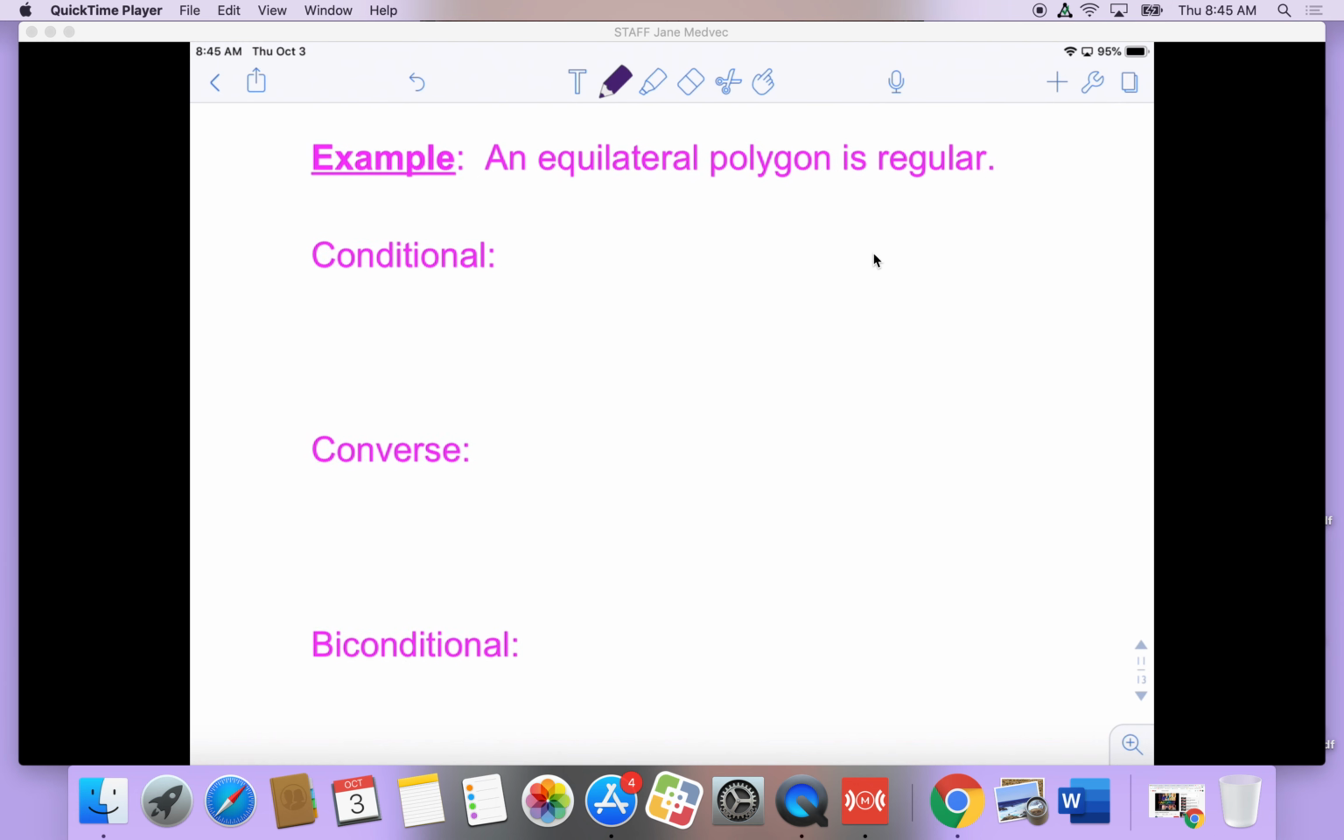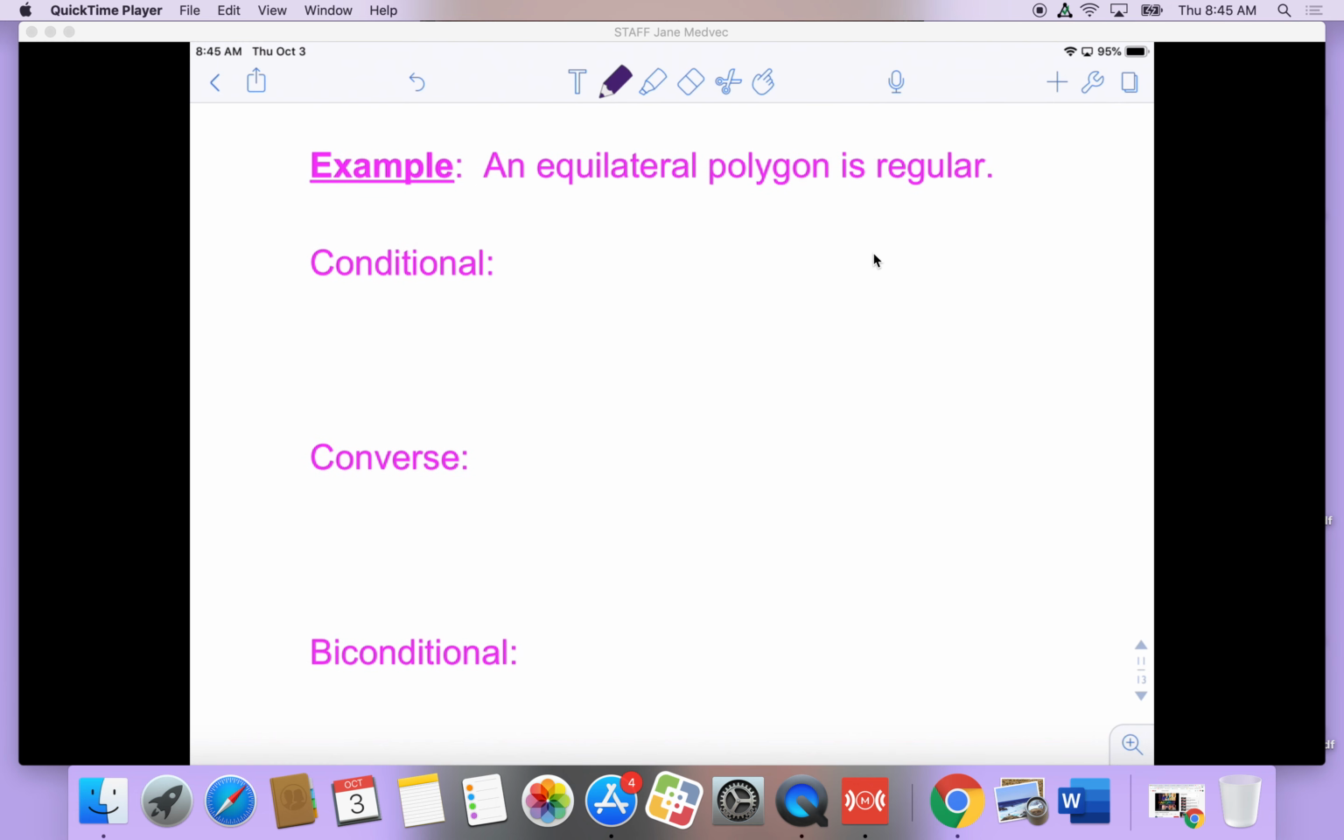There's one more. Do you want to do one more, or do you just want to go on to the assignment? All right. If you want to see that, ask me, and I'm happy to do that with you. But we'll stop this for today. Let's go ahead and take a look at the assignment.